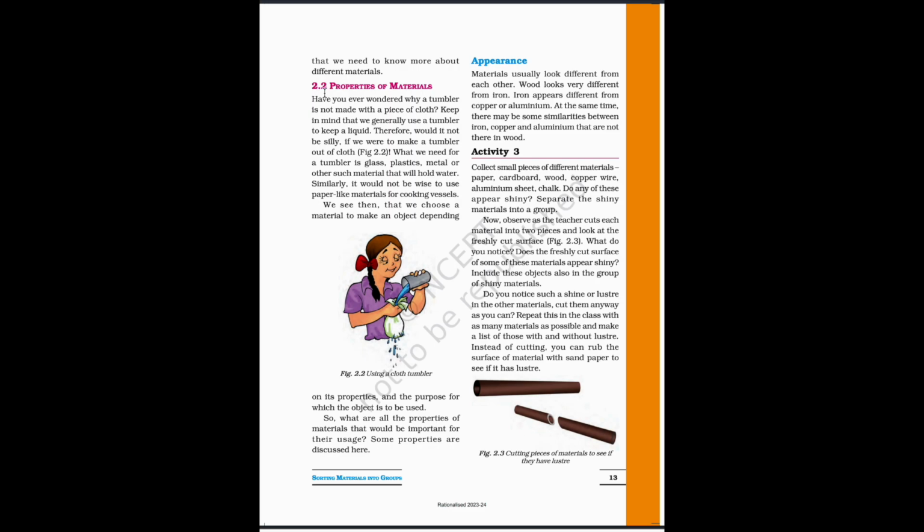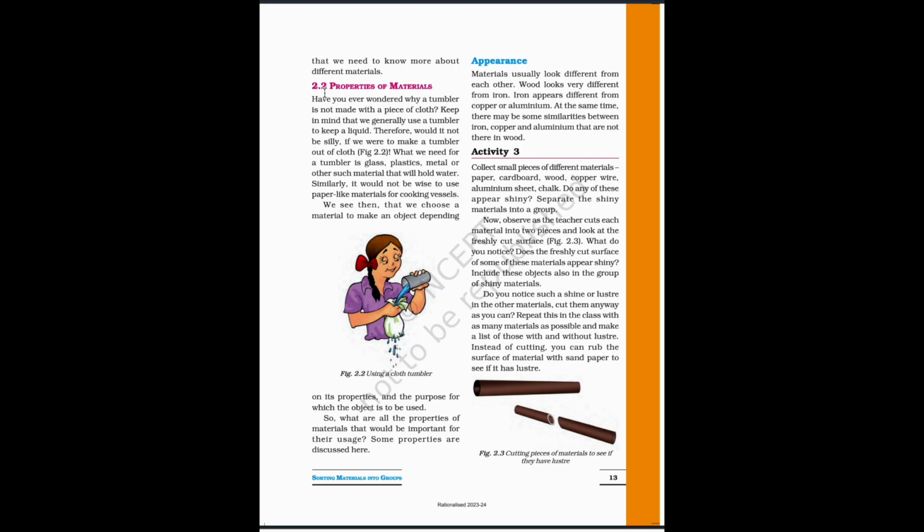2.2 Properties of materials. Have you ever wondered why a tumbler is not made with a piece of cloth? Keep in mind that we generally use a tumbler to keep a liquid. Therefore, would it not be silly if we were to make a tumbler out of cloth? Figure 2.2. What we need for a tumbler is glass, plastics, metal, or other such material that will hold water.